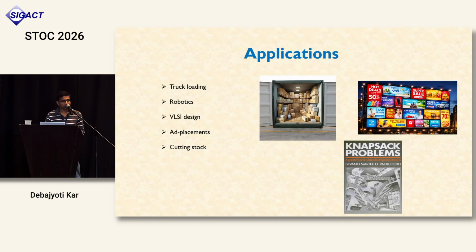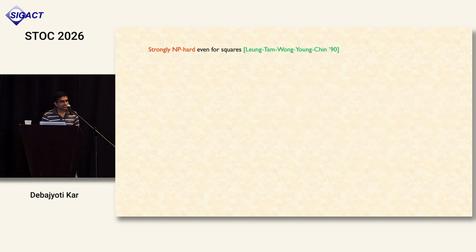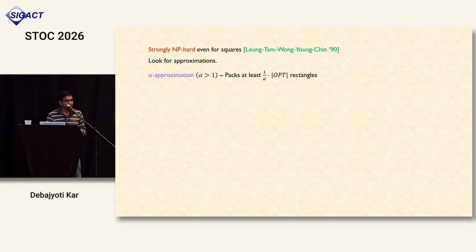So as you can imagine, this problem has wide applications in practice, ranging from loading items onto trucks to applications in robotics, VLSI design, then placing the maximum number of advertisements on a billboard, cutting stock problems, etc. So what's known in theory? It turns out that the problem is strongly NP-hard even for the special case when all the input rectangles are squares. And therefore, we look for approximation algorithms. An alpha approximation is an algorithm that packs at least a 1 by alpha fraction of the optimal number of rectangles for every input instance.